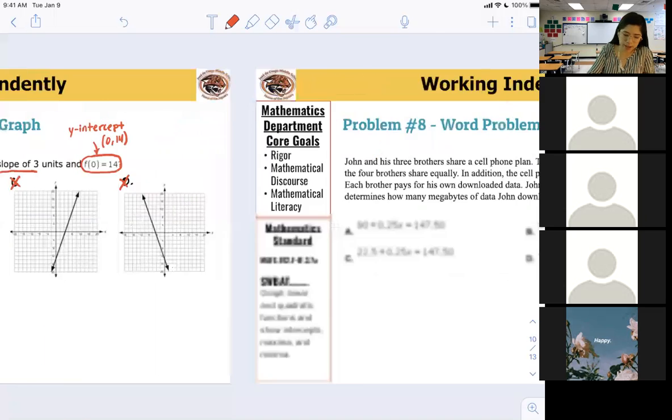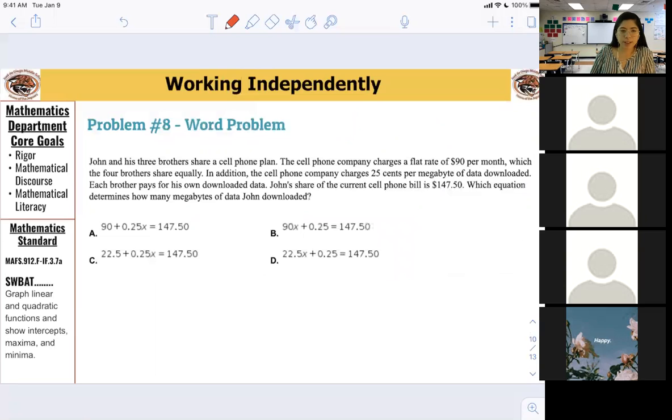Awesome. All right, number 8. Word problems. Would anyone like to read this one? John and his three brothers share a cell phone plan. The cell phone company charges a flat rate of $90 per month, which the four brothers share equally. In addition, the cell phone company charges 25 cents per megabyte of data downloaded. Each brother pays for his own downloaded data. John's share of the current cell phone bill is $147.50. Which equation determines how many megabytes of data John downloaded?